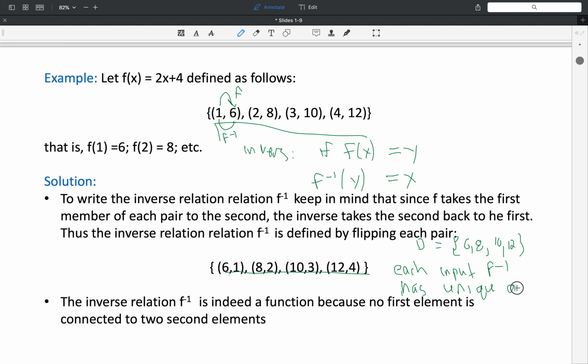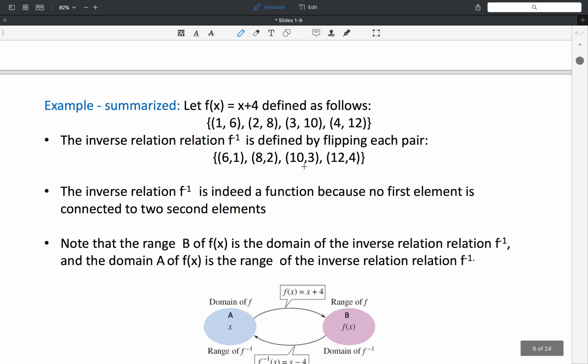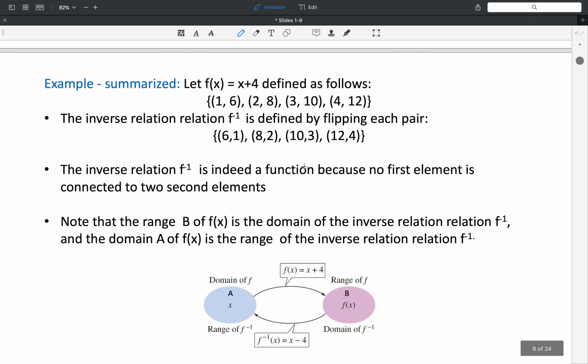Not like f of x squared. So yes, this is a function. Okay, again, just to summarize, this is f of x equals 2x plus 4. The inverse is here, and the inverse is a function, as we just saw, because no first element of the inverse goes to 2 second elements. They always have unique outputs.